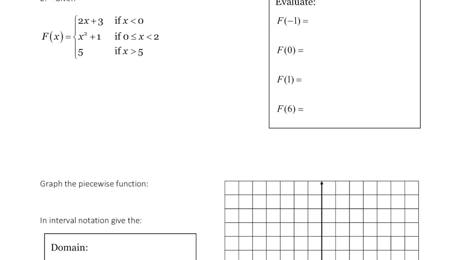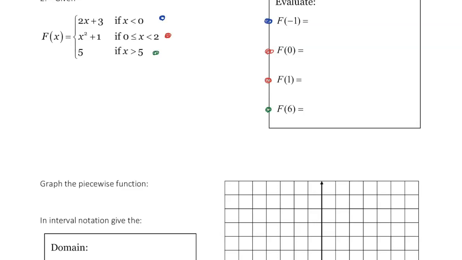When I look at this, let's start out using blue. If x is less than 0, this is going to qualify. Then we'll change to red. If x is between 0 and 2, I'm going to use red. Okay, so those two can be red. And then we'll go back to green. If x is greater than 5, I'm going to use it right there. Okay, so let's see what we have for these evaluation numbers.